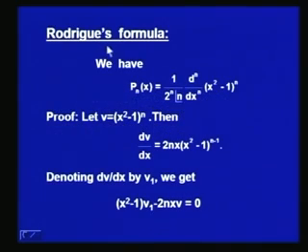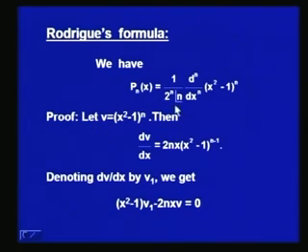Now, we shall study the Rodrigues formula, which represents the Legendre's function of first kind, that is P_n(x), by this formula: 1 over 2 to the power n into n factorial, d^n over dx^n of (x^2 - 1)^n. That is, the finite series solution of the Legendre's equation for integral values of n can be expressed in a compact form, which is given by this equation. This is known as Rodrigues formula.